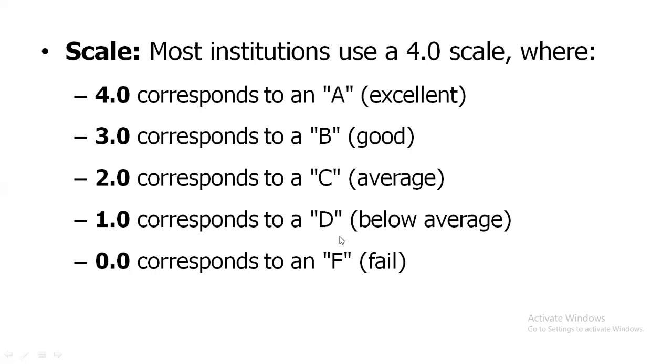Scale. Most institutions use the 4 scale. 4 corresponds to A, excellent, 3 corresponds to B, good, 2 corresponds to C, average, 1 corresponds to D, below average, 0 corresponds to F, fail. It also depends on the institution. It depends on your institution's criteria.